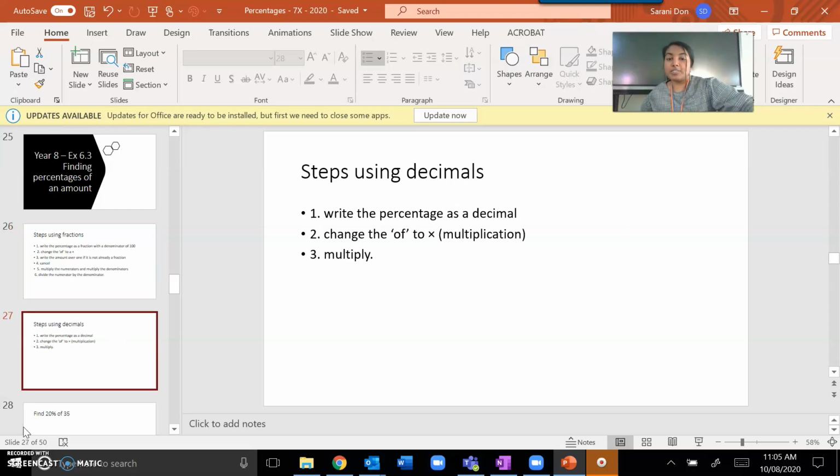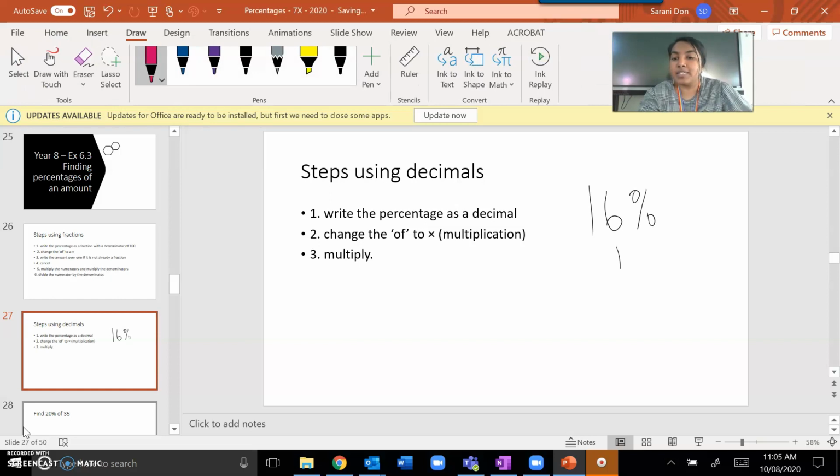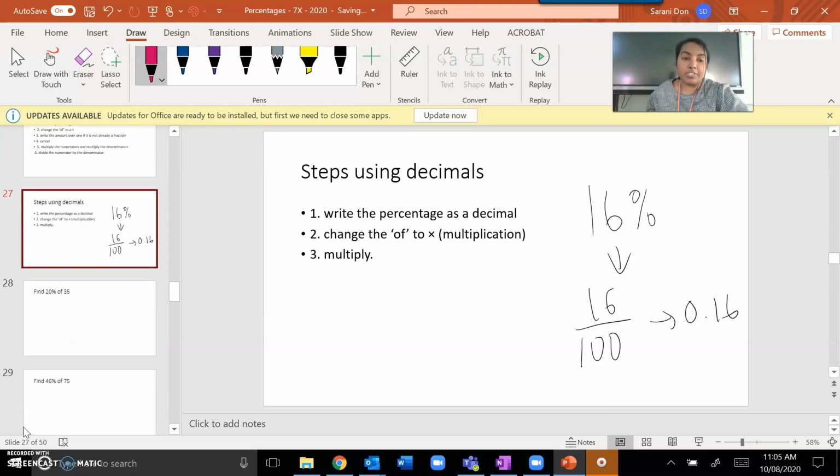That's with fractions. This is with decimals. What you're doing is converting the percentage into a decimal. So remember that, let's say I've got 16%. That is 16 out of 100, which can be written as 0.16. So you do that into a decimal first, then you multiply, and that's it. So we're going to do a couple of questions.